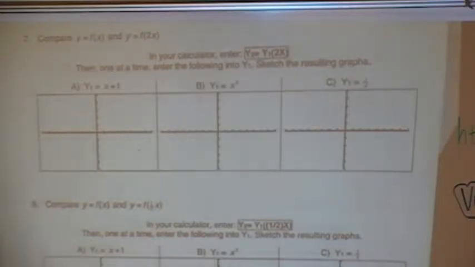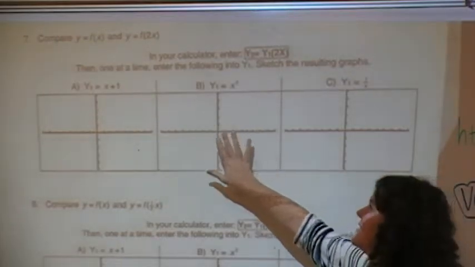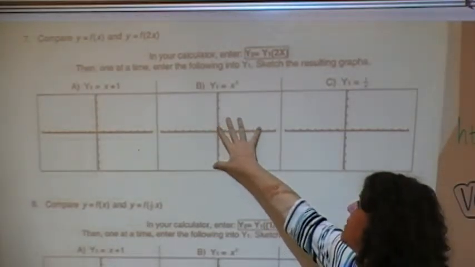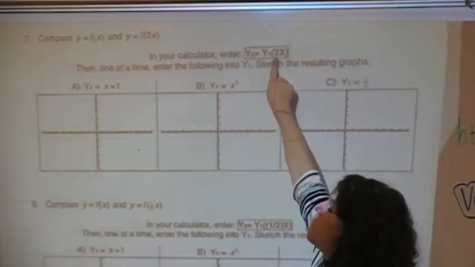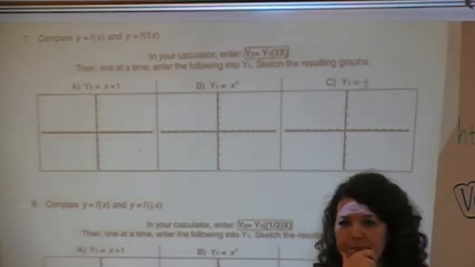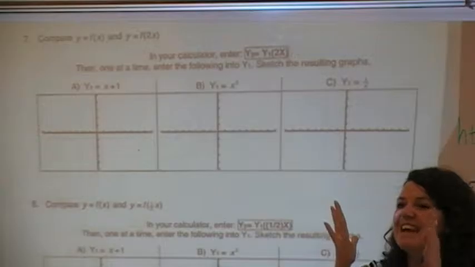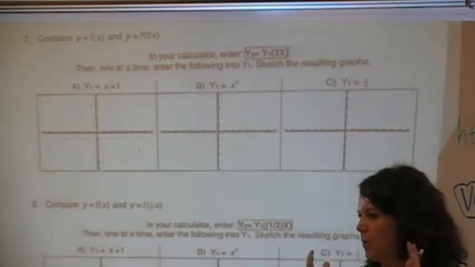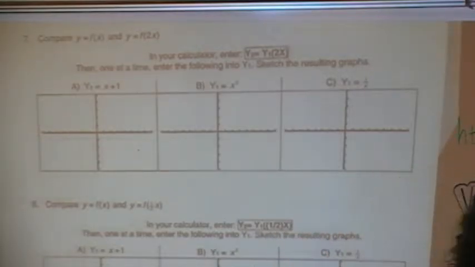So just verbally explain to me, in general, what happens to the image of this quadratic when I multiply by 2. It squeezed it in. It looks skinnier, right? It made it narrower. Okay, why did it do that?